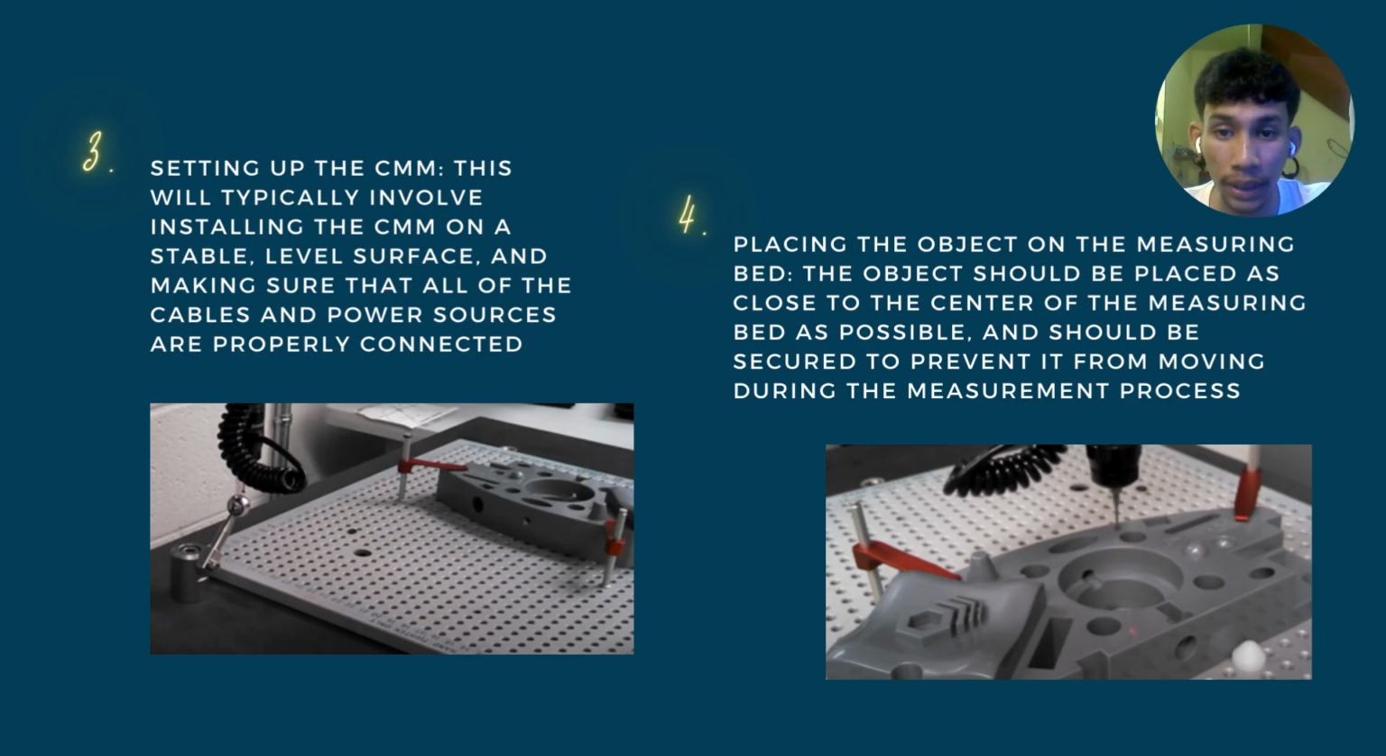Next, we set up the CMM. Thirdly, this involves installing the CMM on the table, using the reverse surface technique. Make sure that all of the cables and power source are properly connected. And the fourth is to place the object on the measuring bed. The object should be placed as close to the center of the measuring bed as possible and should be secured to prevent it from moving during the measuring process.